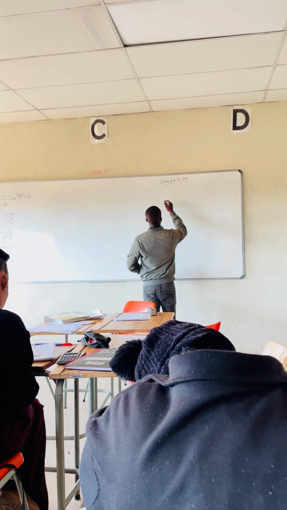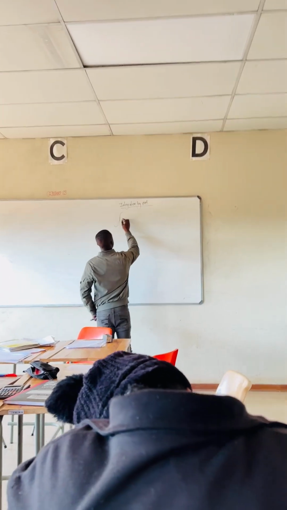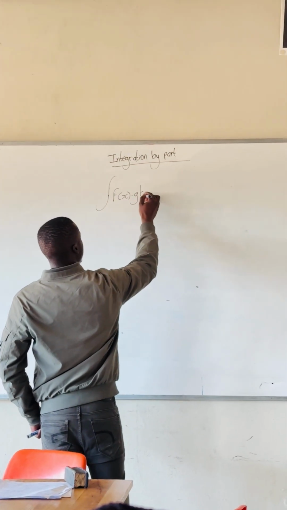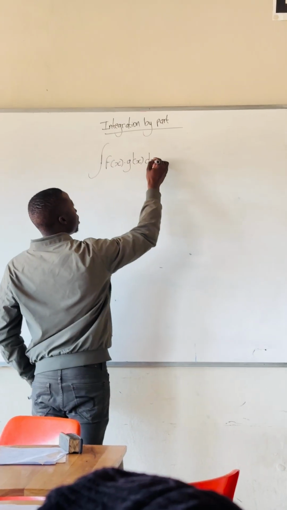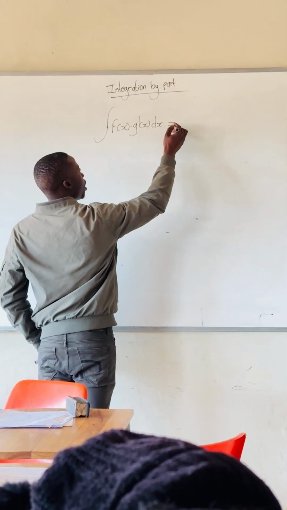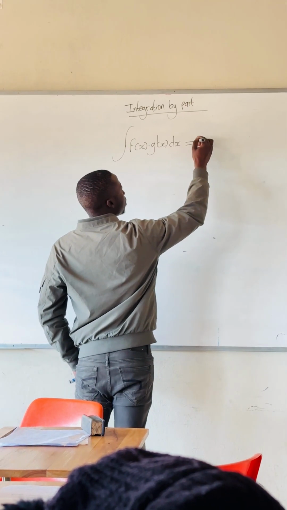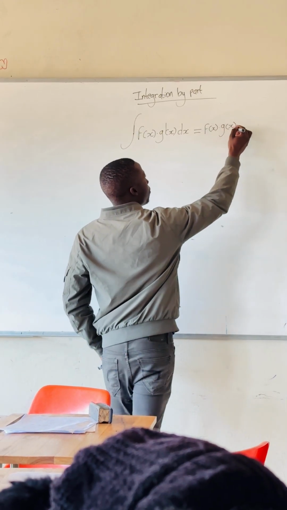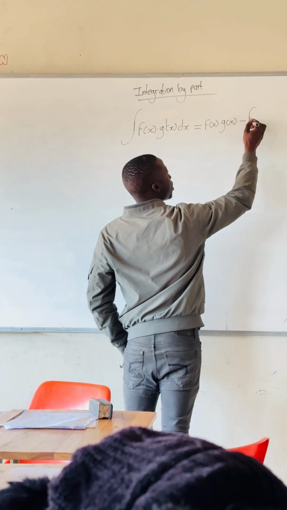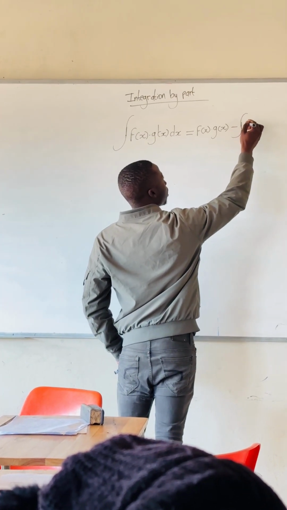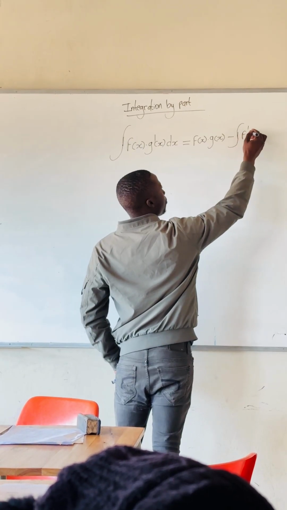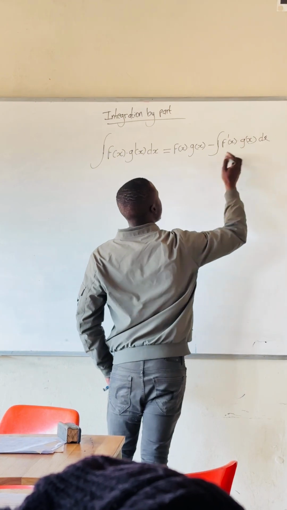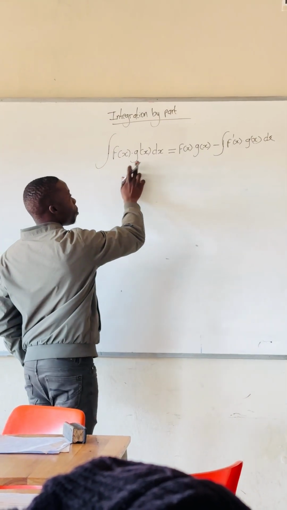Functions multiplying each other. So the formula of integration by parts, if we have the integral of f of x times g of x dx, is equivalent to, on the formula sheet, f of x times g of x minus the integral of f prime times g of x. So we can use this integration if we have two functions multiplying each other.